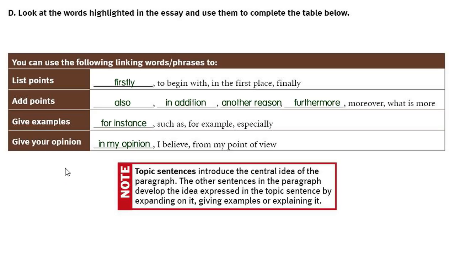تستخدم الكلمات الرابطة التالية لكي list points توضح النقاط. Firstly أولا, to begin with لنبدأ به, in the first place في المقام الأول. Finally في النهاية. Add points تضيف نقاط. Also أيضا, in addition بالإضافة إلى. Another reason سبب آخر. Furthermore أيضا. Moreover أيضا. What is more أيضا.